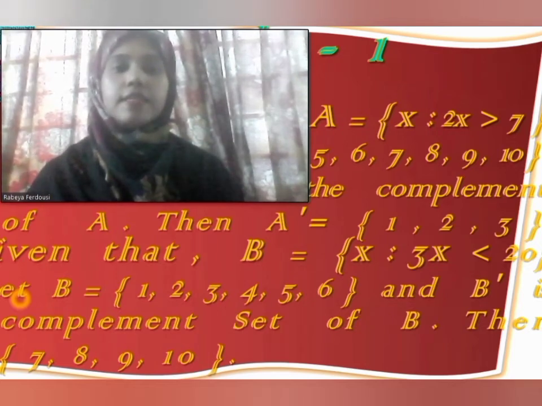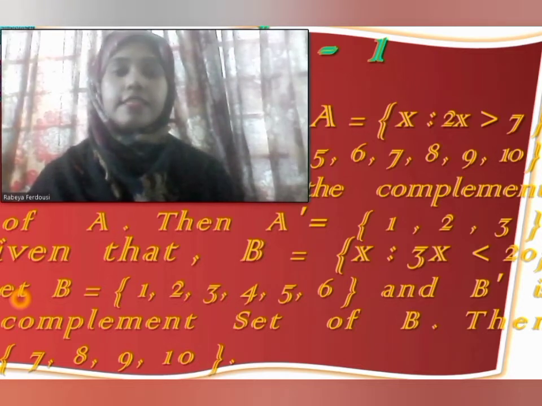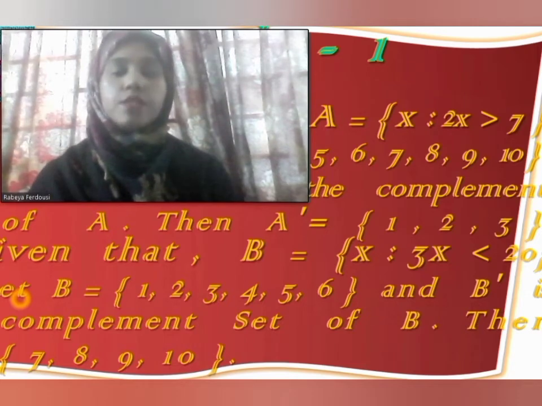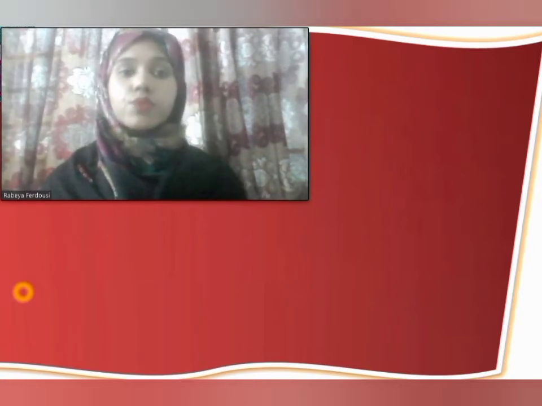After that, the elements of set A prime. A prime is the complement set of set A. Set U contains the elements 1 to 10. So we can say the elements that don't exist in set A but are present in universal set U, actually these elements form the complement set A prime. So A prime is equal to 1, 2, 3 because these three elements don't exist in set A.